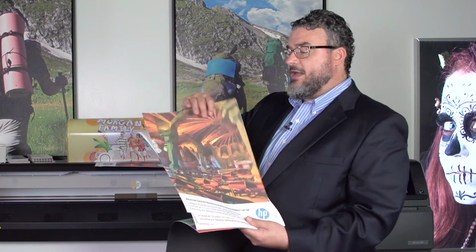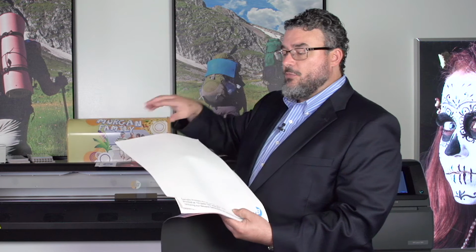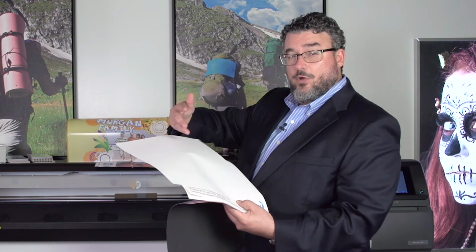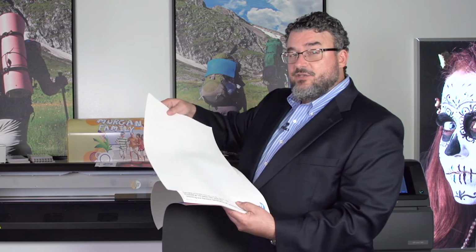Then you have what are called nonwovens, and this is an example of a nonwoven. Nonwovens aren't as big in the United States, but they're huge in Europe, and increasingly there's a larger and larger presence here. This is an Ahlstrom product. Ahlstrom is really big in the nonwoven market. They usually have a nice matte finish. They come in all kinds of different textures on the surface. And they're also making versions now that are either commercial paste-up, where you would use a traditional wall covering paste, or versions that have a self-adhesive built right on.